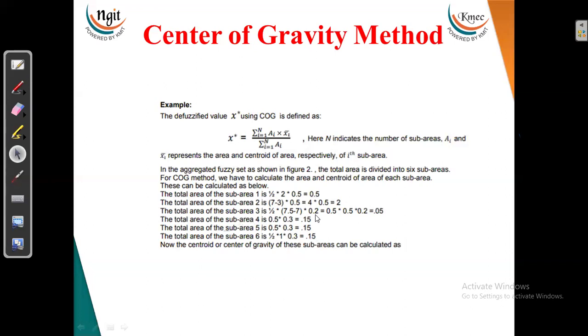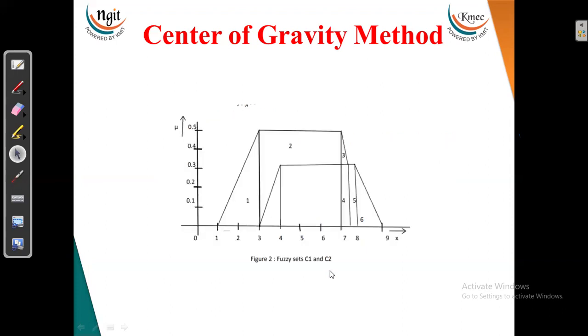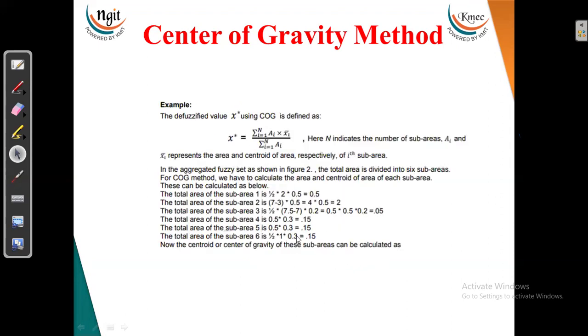Oh, one second. So this is already, according to this particular graph, 7.5 minus 7. If you see here, it is in between 7 and 8. So I'm taking 7.5 minus 7. Done. Similarly, we'll calculate for 4, we'll calculate for 5, we'll calculate for 6. Now, these are the sub areas of 1 to 6.